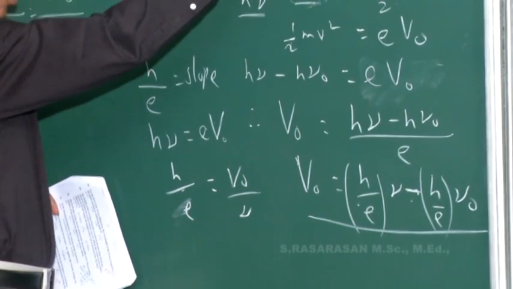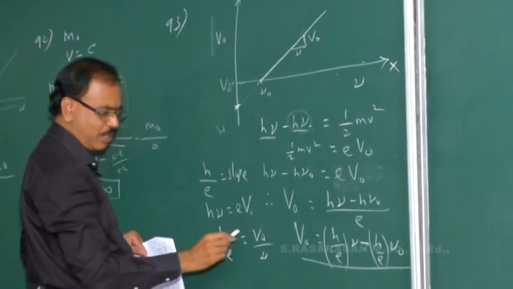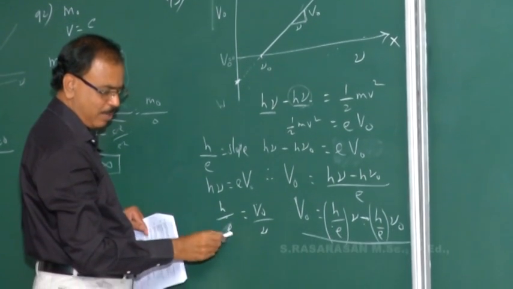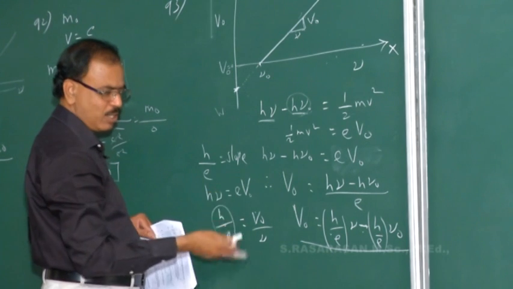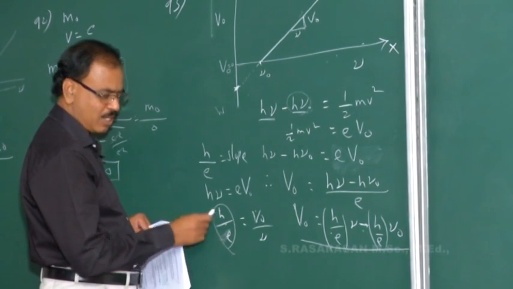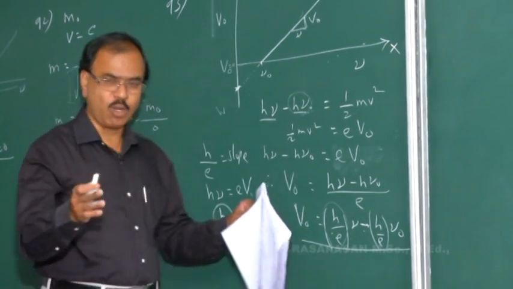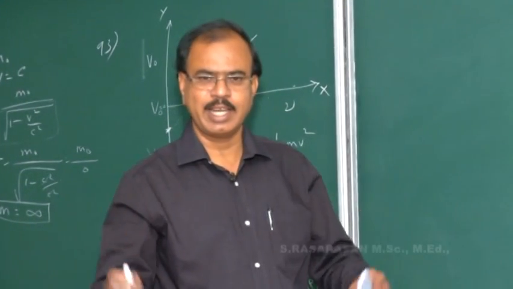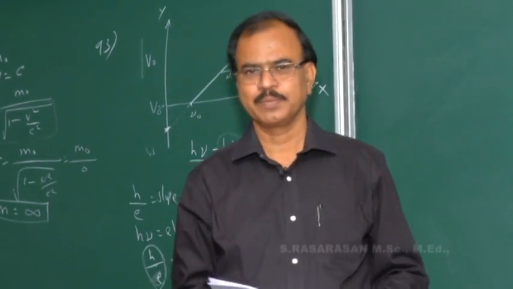So what is the slope in your problem? Stopping potential by frequency. Stopping potential by frequency equal to h by e. So v naught by nu னு சொன்னாலும் ஒன்று தான், h by e னு சொன்னாலும் ஒன்று தான். Constant, Planck's constant by charge of electron constant. So அது ஒரு slope. The slope is constant. Slope is constant for a straight line. ஒரு straight lineக்கு slope constantஆக தான் இருக்க முடியும்.